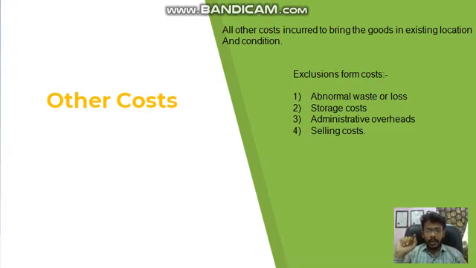Cost is made up of three things. It includes cost of purchase, cost of conversion and other cost. Cost of purchase we have discussed, cost of conversion we have discussed, and here we are talking about the other costs that have been included. This other cost will not include the four expenses. So this was your definition of cost for finding the cost of an inventory.